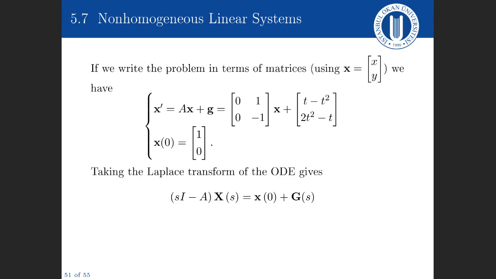What we do is we take the Laplace transform of the differential equation. On the left, after I take the Laplace transform and rearrange, and I leave this for you to check, I could write this as (sI minus A) capital X is equal to x of 0 plus capital G. That's [s minus 1, 0; 0, s plus 1] multiplied by capital X. That's an invertible matrix as long as s is not 0. Is equal to (1, 0) plus (1 over s squared minus 2 over s cubed, 4 over s cubed minus 1 over s squared).